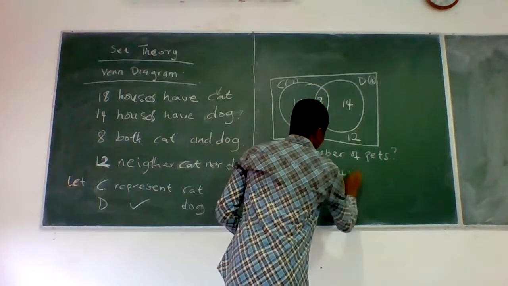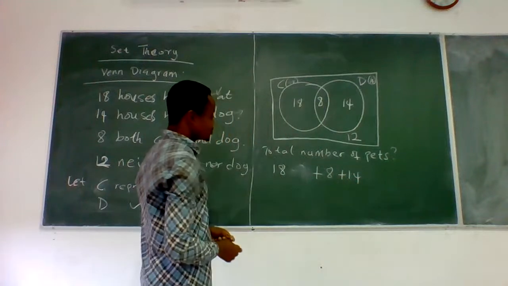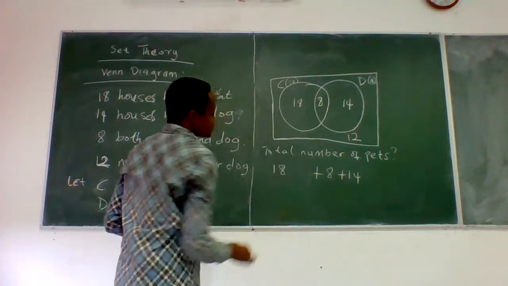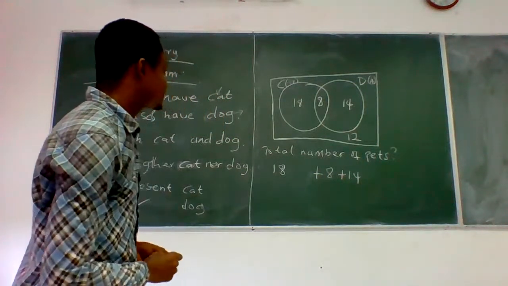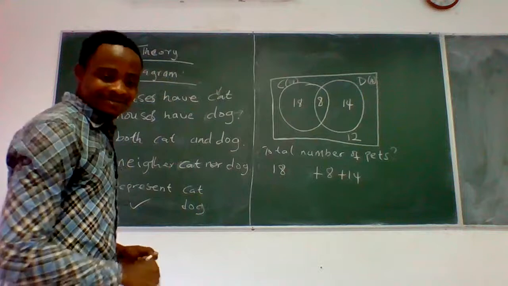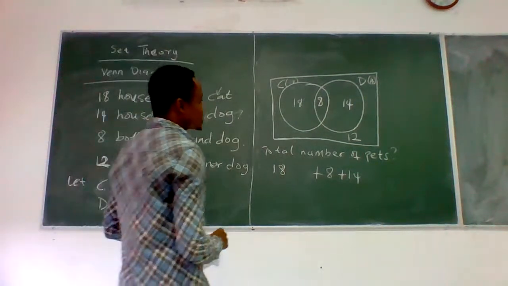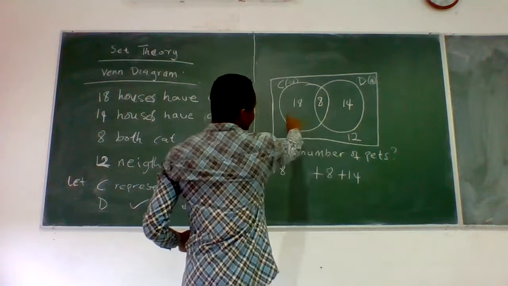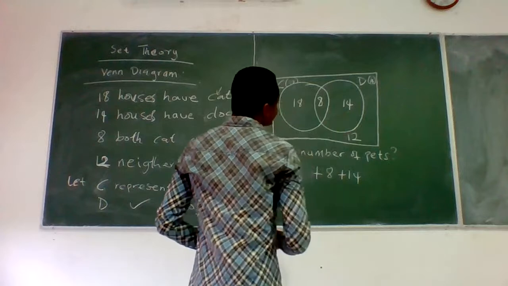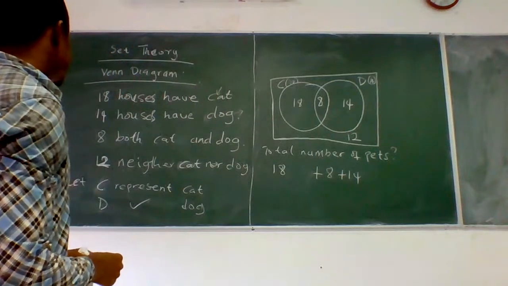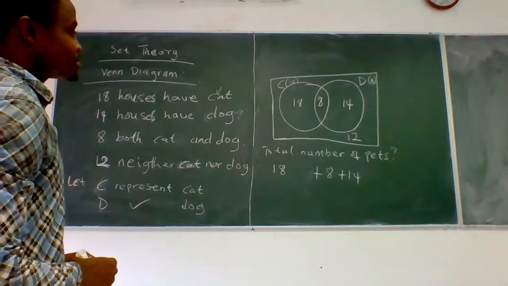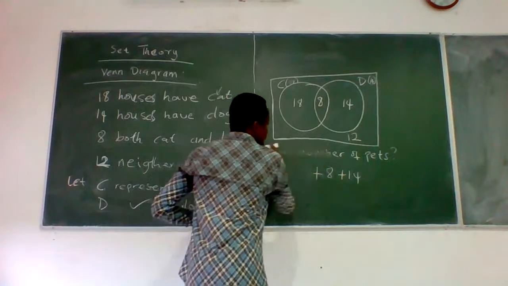plus 8 plus 14. This will be the total number of pets. So you have the total number of pets, this plus this plus this. And then for the total number of houses, you add all of them together.